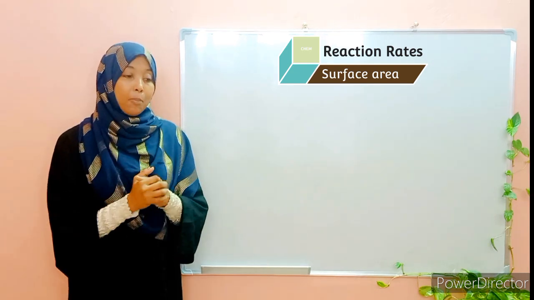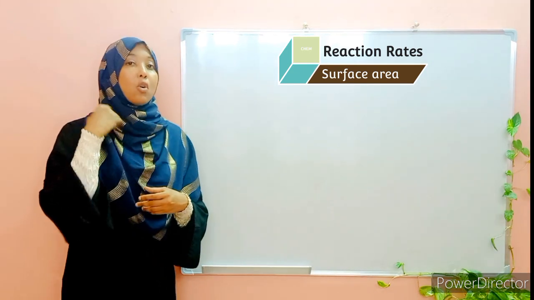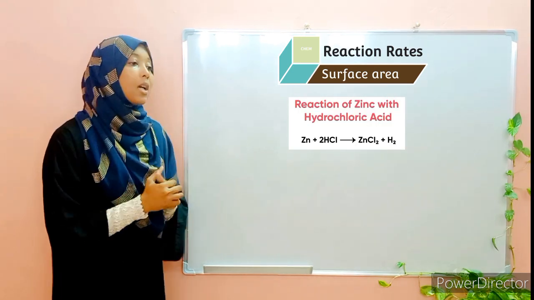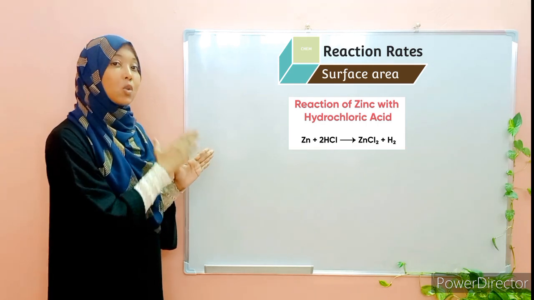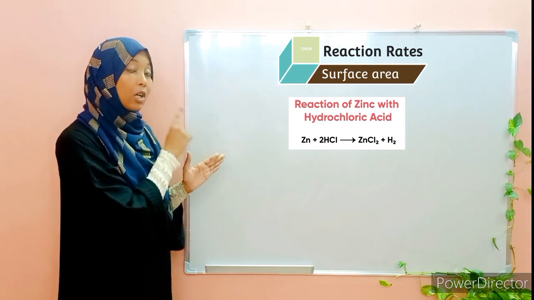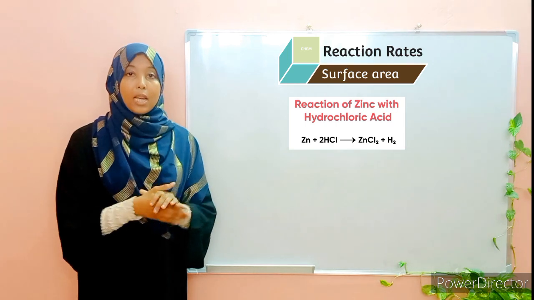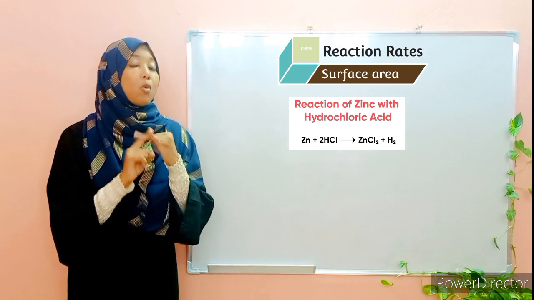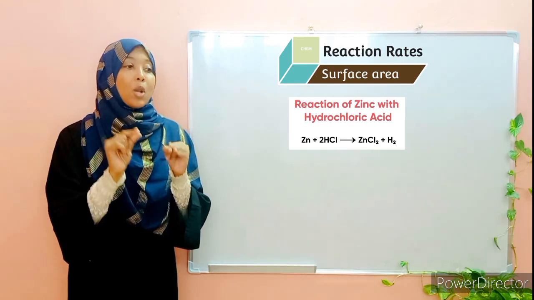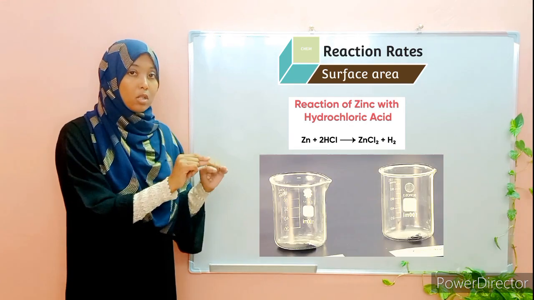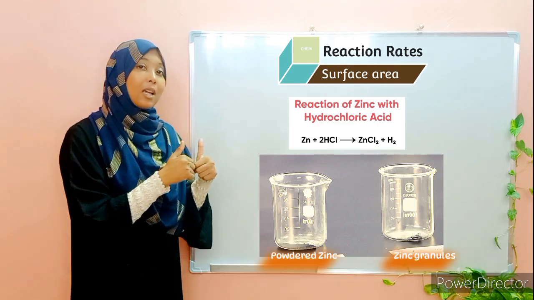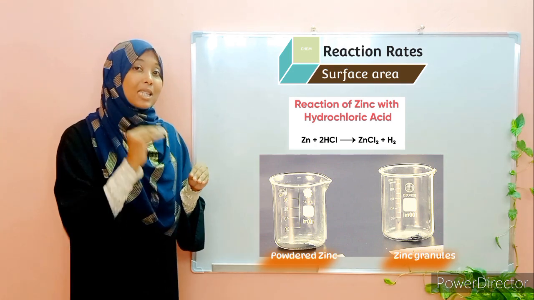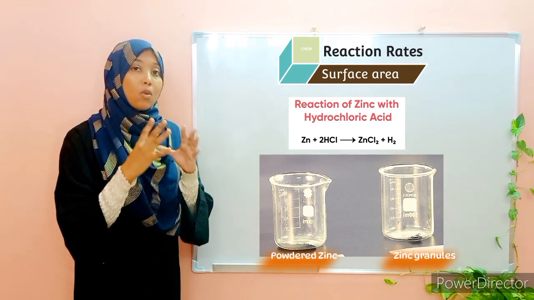Now, in the first example, we are going to talk about the reaction of zinc metal with hydrochloric acid. So what will happen is that we are going to take zinc, react it with hydrochloric acid to form zinc chloride plus hydrogen gas. Now, the hydrochloric acid used will have the same volume and the same concentration. The difference will be in the form of zinc metal used. So in the first instance, zinc is going to be in powdered form. In the second instance, we are going to have zinc granules. These are small pieces of zinc metal.